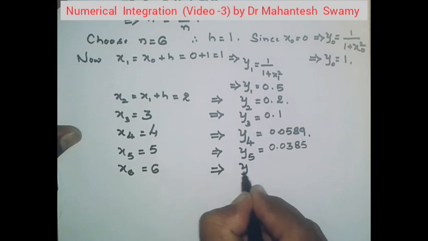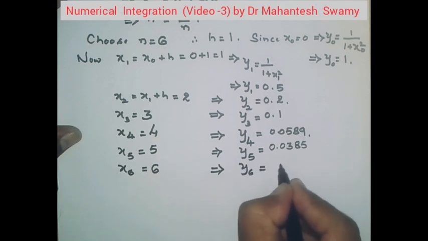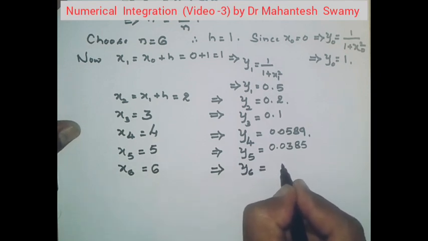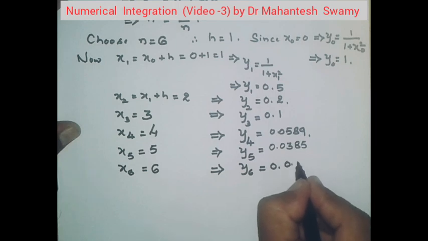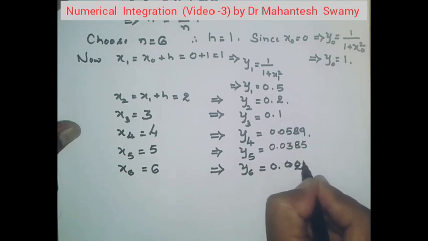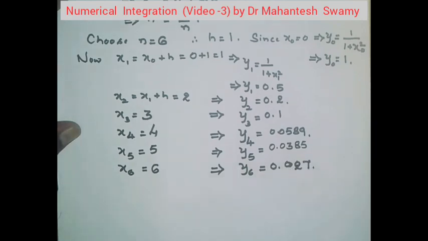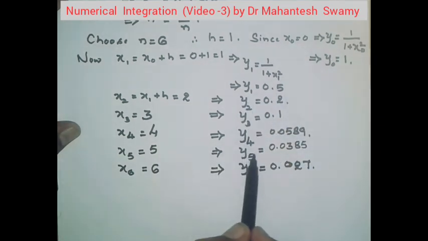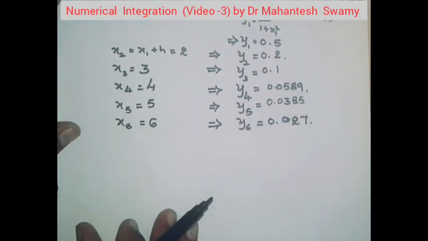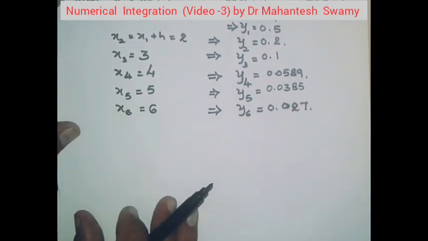and y6 is of course 1 divided by 1 plus x6 square, that is 1 divided by 1 plus 6 square, it is 0.027 after simplification. So we got all the values x, y0, y1, y2, y3, y4, y5, y6. Also we know the value of h. Let us use the formula one after another.